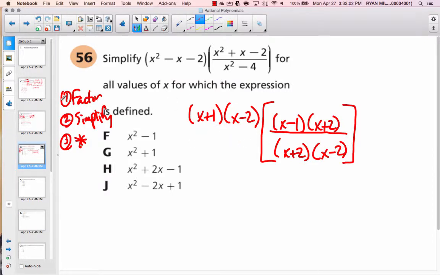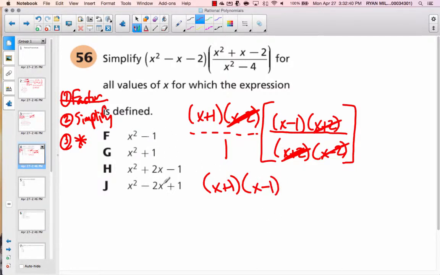So what I've done now is I have factored. Now it's time for me to simplify. I'm going to cancel everything I can, either vertically or diagonally. So what I'm going to pretend like for a second is that this is over 1. Okay, so now I have a fraction times a fraction. So I can cancel diagonally or I can cancel vertically. So diagonally, I can take this x minus 2 and cancel with this one. Vertically, I can take this x plus 2 and cancel with this one. And all I'm left with is x plus 1 times x minus 1.